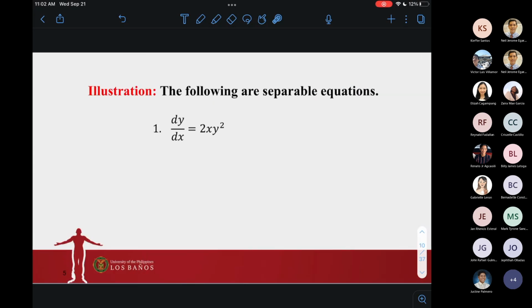First one, dy over dx equals 2xy squared. So bakit siya separable? Separable because I can multiply both sides by dx and divide both sides by y squared to get the following form. I'll get dy over y squared equals 2x dx. Separated na in dalawang variables.